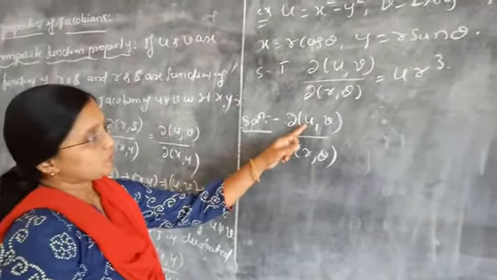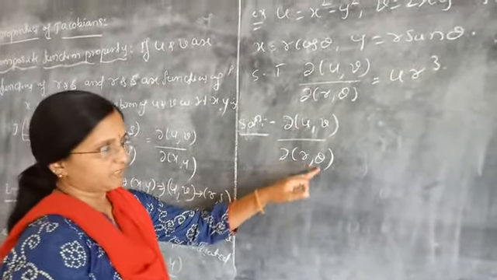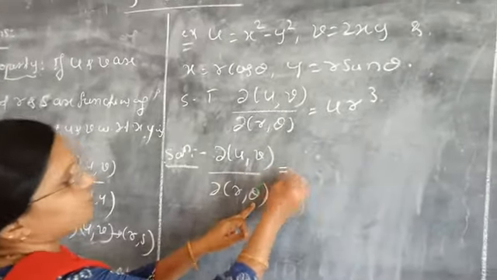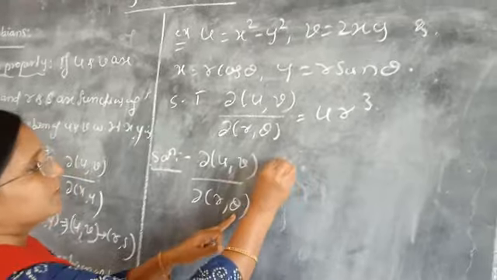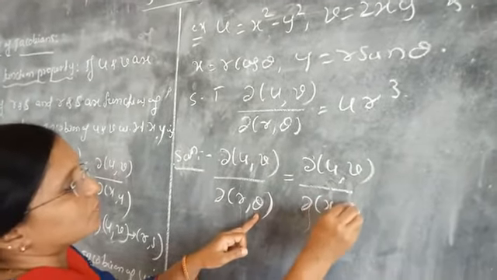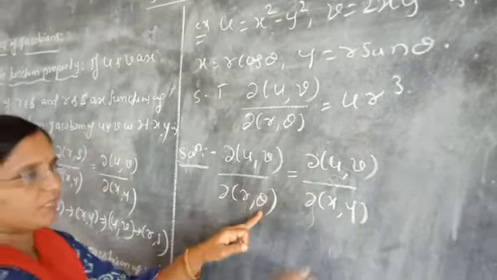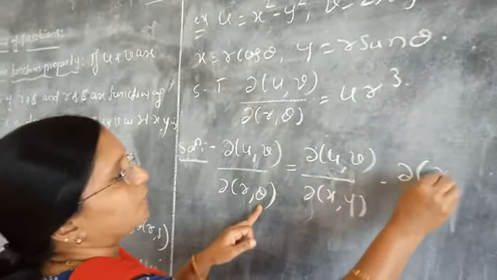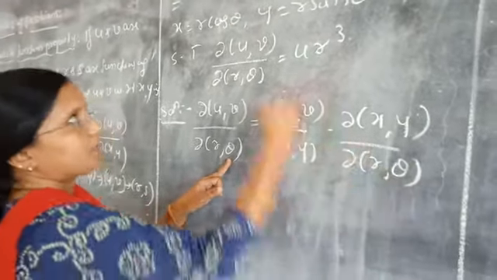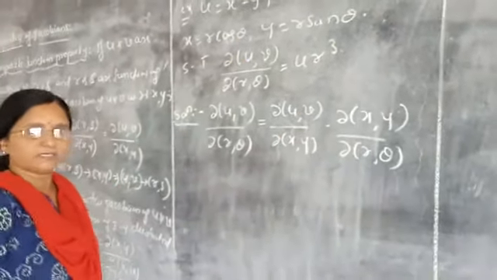Here u is not directly in terms of r and θ, v is also not directly in terms of r and θ. So using the composite function, we divide this as ∂(u,v)/∂(x,y), because they are directly in terms of x and y, into ∂(x,y)/∂(r,θ), because x and y are in terms of r and θ.